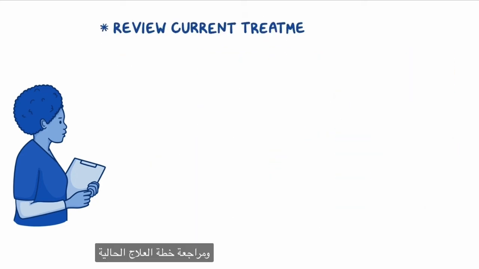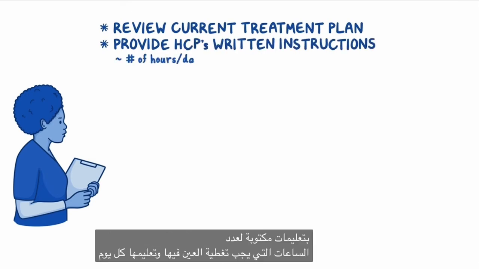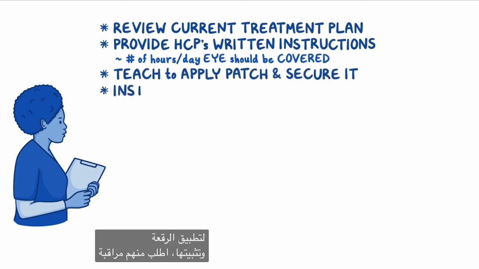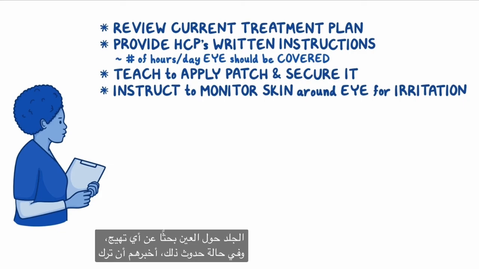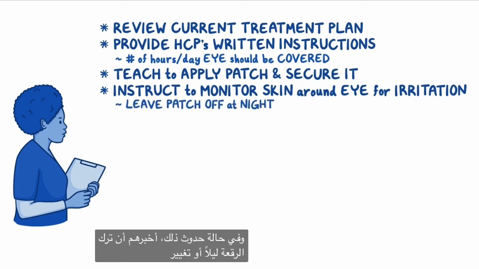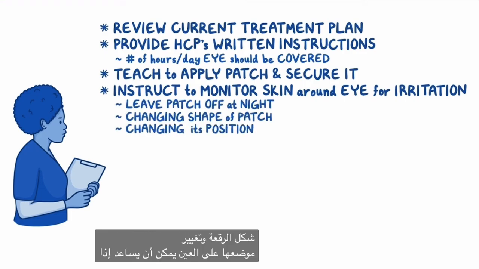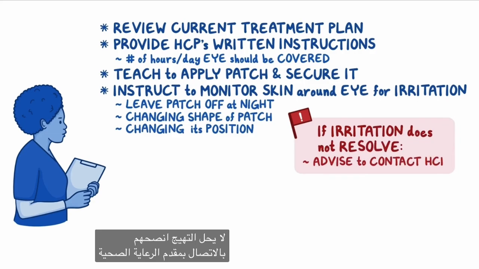Review the current treatment plan and provide the healthcare provider's written instructions for the number of hours each day the eye should be covered, and teach them to apply the patch and secure it. Instruct them to monitor the skin around the eye for irritation, and if it occurs, let them know that leaving the patch off at night or changing the shape of the patch and changing its position on the eye can help. If the irritation does not resolve, advise them to contact the healthcare provider.